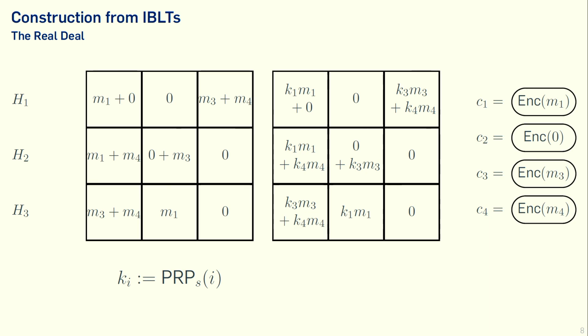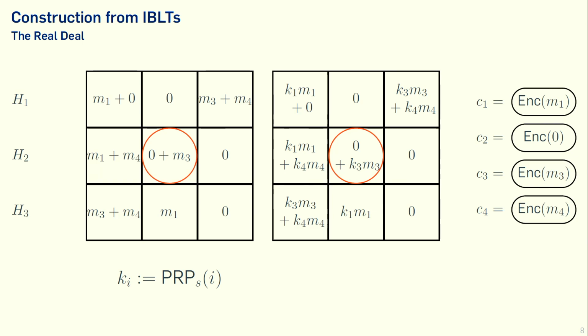If one of the messages, in this case M2, is 0, basically it just disappears from this data structure. In this center cell, on the left-hand side, we only have M3 left. On the right-hand side, also, because we had K2 times M2, but M2 turned out to be 0, the whole thing is 0, so it just disappears.